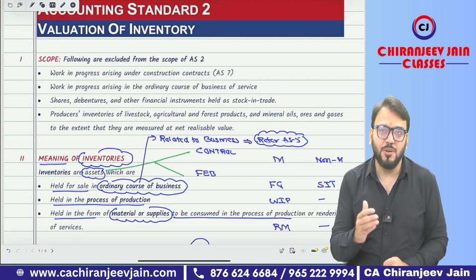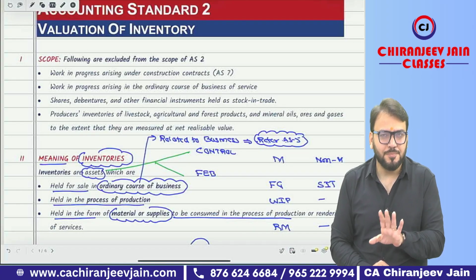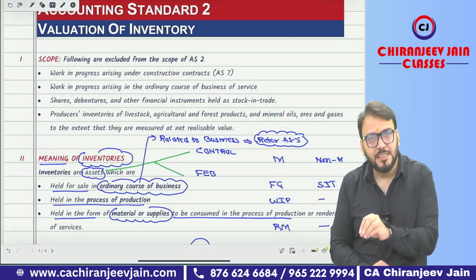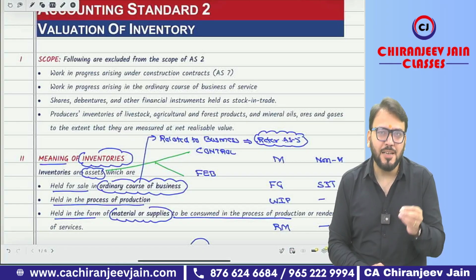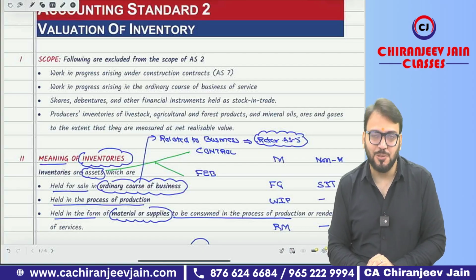Today we are going to start our lecture number 4 for CA Advanced Accounting regular batch. Last day we were doing Accounting Standard 2 and we have almost completed it. Few points are left. We'll complete this chapter today. But before that, let us give a quick recap of whatever we have done in Accounting Standard 2.